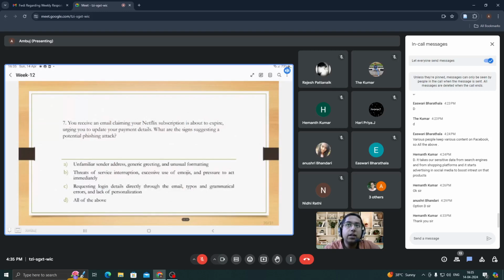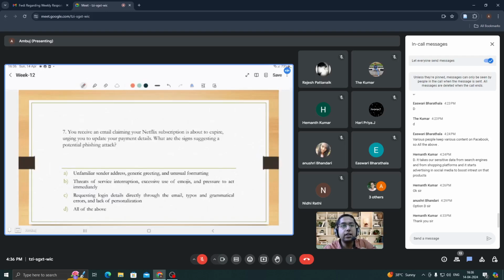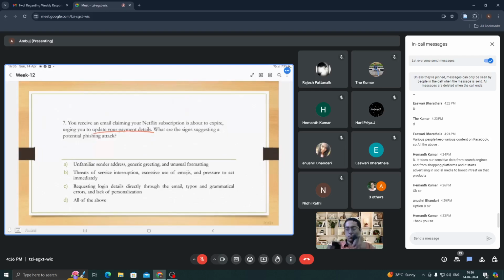You receive an email claiming your Netflix subscription is about to expire, urging you to update your payment details. What are the signs suggesting a potential phishing attack? First of all, clarify whether it is phishing or not. The first part is clear. The second part says update your payment details. From here, definitely it is a phishing attack. Try to go through the options and answer this.